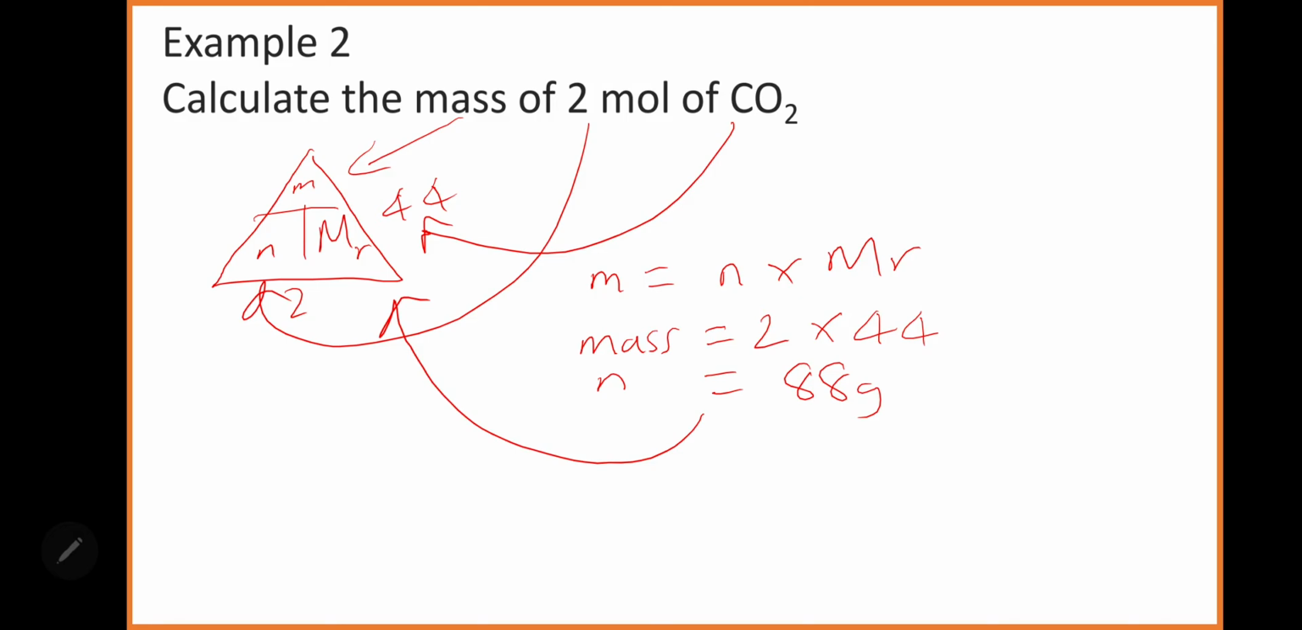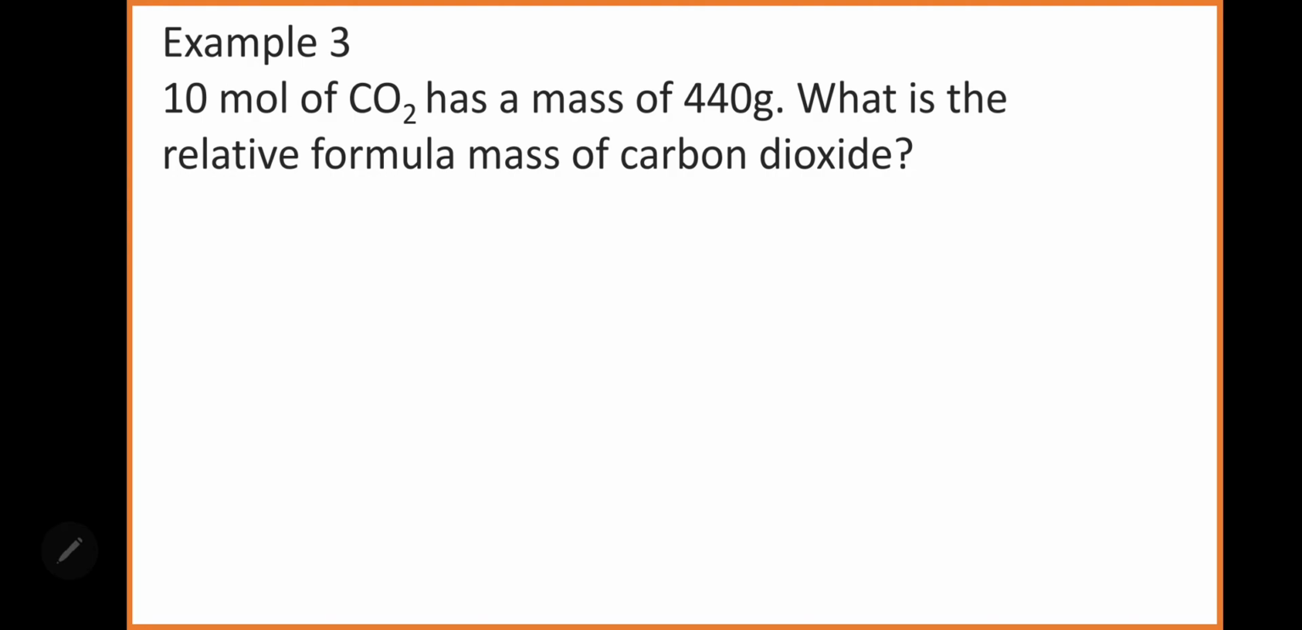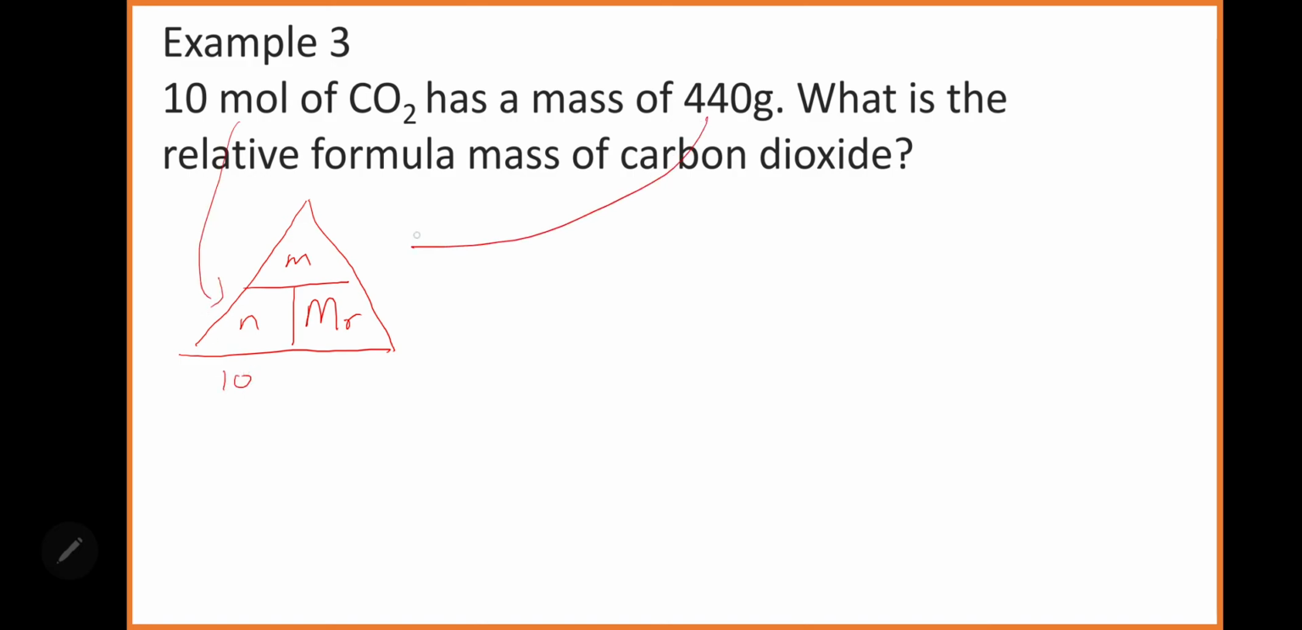Okay, let's have a look at the last example. So here, let's draw the formula triangle out again. We have n equals m over Mr. Now let's have a look at what we got. So we've got moles, which is 10. We have a mass, which is 440. And it's saying, what is the relative formula mass? We know the relative formula mass from the periodic table is 44 grams. Let's see if this is proven correct.